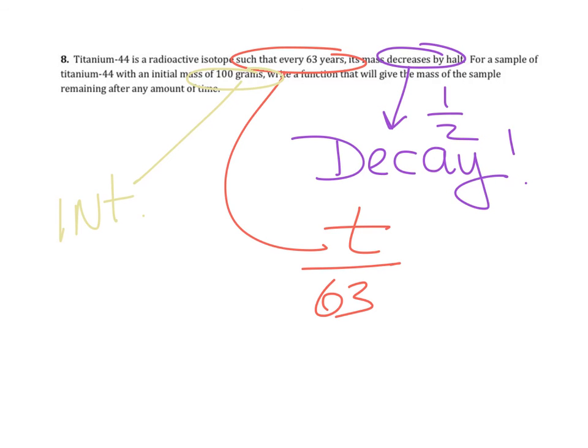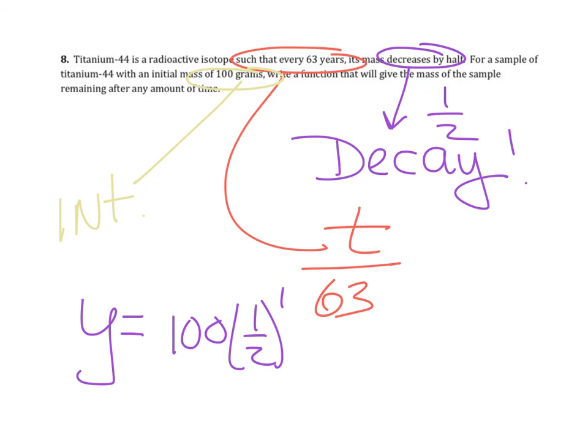So here are the things I pulled out. I highlighted every 63 years, so I said I'm going to have to take my time and divide it by 63. Decreases, so I said, okay, bam, that's decay. By how much? Half, so there's my rate. And the initial amount is 100. So I'm just going to say y equals my initial 100 times my half-life raised to the t over 63. And there you have it.